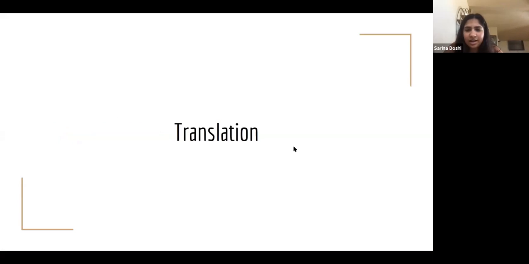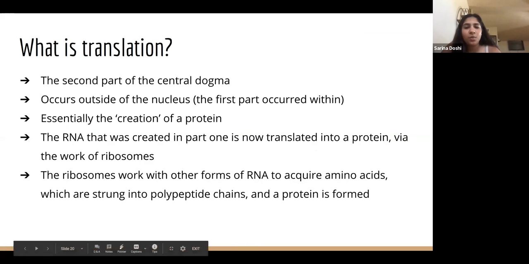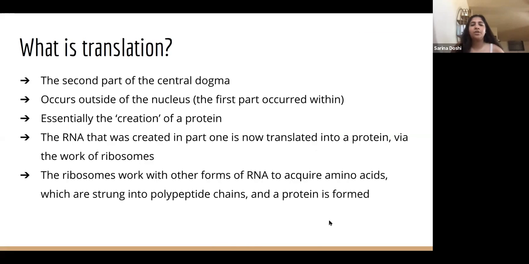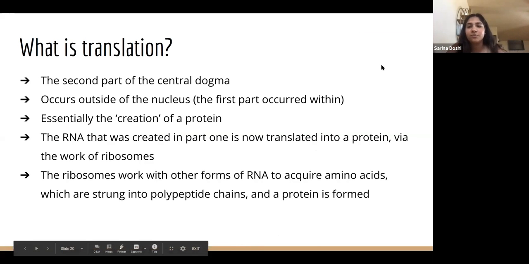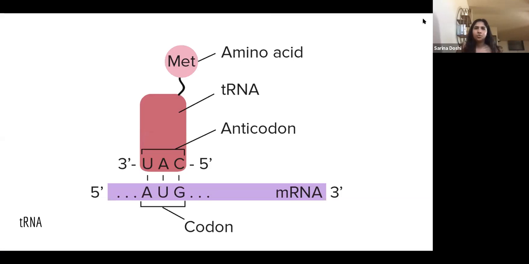Okay, now on to translation. Translation is the second part of the central dogma. It occurs outside of the nucleus, as the first part occurred within, and it's essentially the creation of a protein. The RNA that was created in part 1 is now translated into a protein by the work of ribosomes, and these ribosomes work with other forms of RNA to acquire amino acids, which are strung into polypeptide chains, and a protein is formed. This is really complicated, but if we go step by step, it'll be easy to break down.